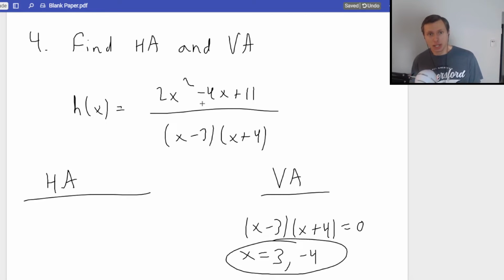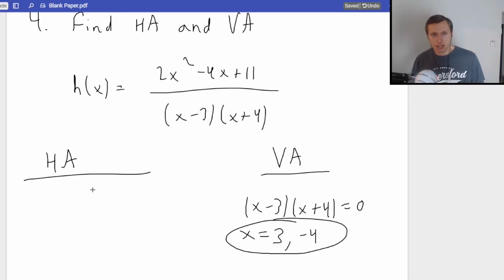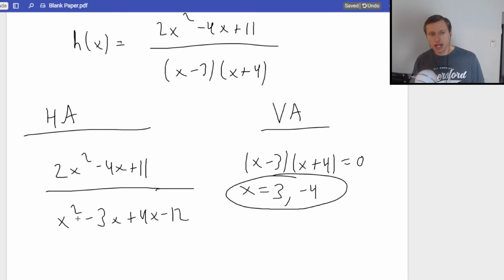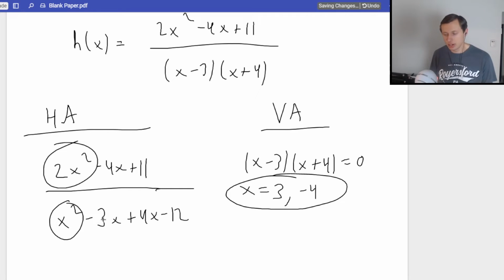Now for horizontal asymptotes, again, it's harder, especially because this time I don't know which degree is higher just yet. Don't say the numerator because we need to FOIL this out in the denominator. So when I FOIL it out, I have 2x squared minus 4x plus 11 in the numerator. In the denominator, I'm going to have x squared minus 3x plus 4x minus 12. But luckily, I only care about the leading degree, x squared in the denominator and 2x squared in the numerator.